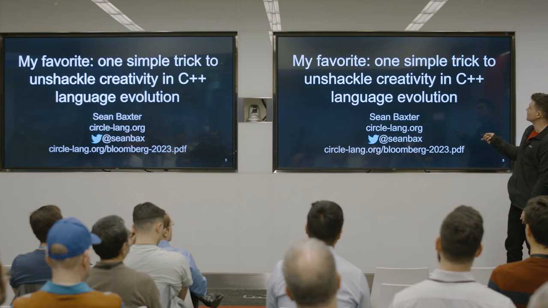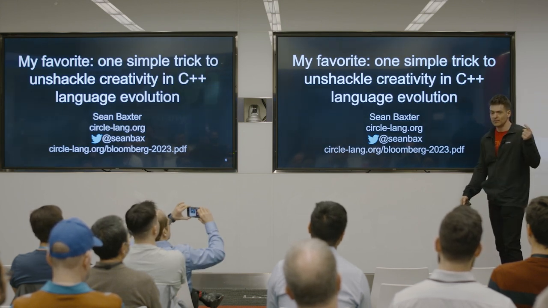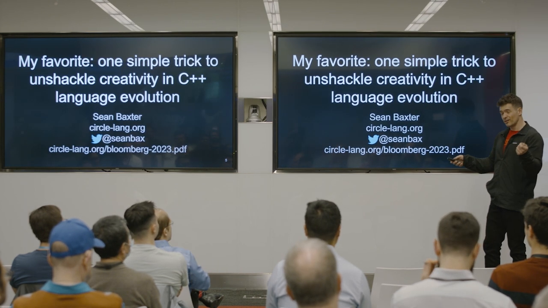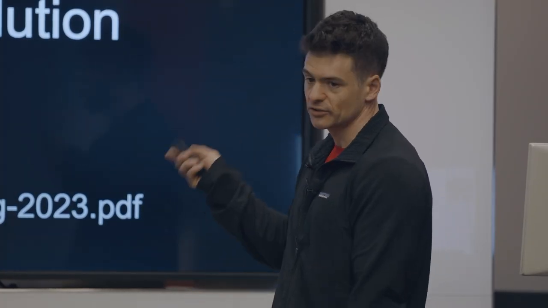Finally, one simple trick to unshackle creativity in C++ language evolution. I have a lot of features. I have like 30 new features in this compiler. But I don't really care about the individual features. I care about the mechanism for allowing you to evolve the language to fix defects. And that's the one simple trick.